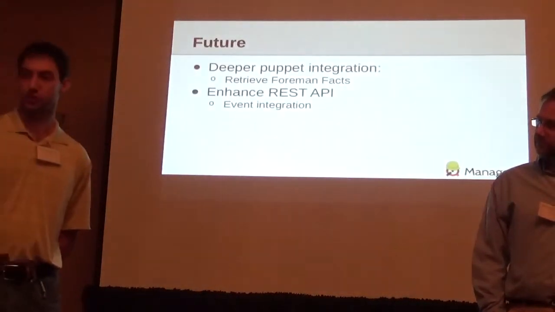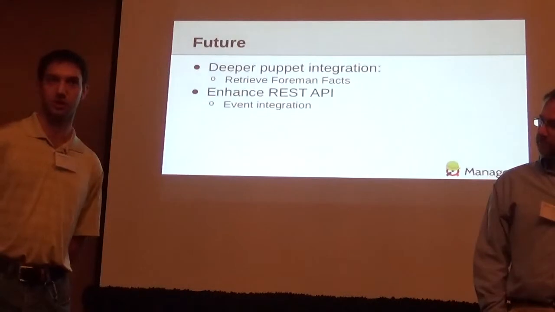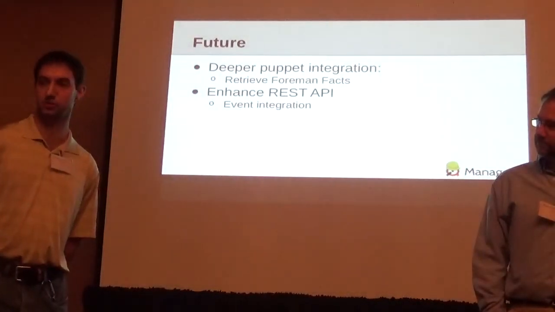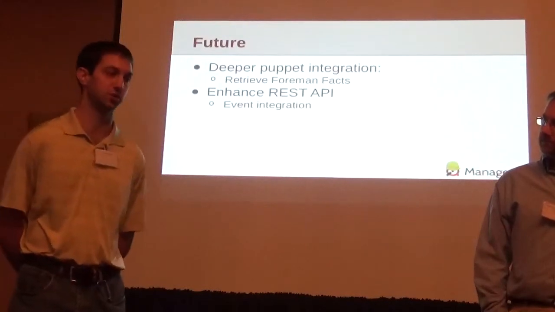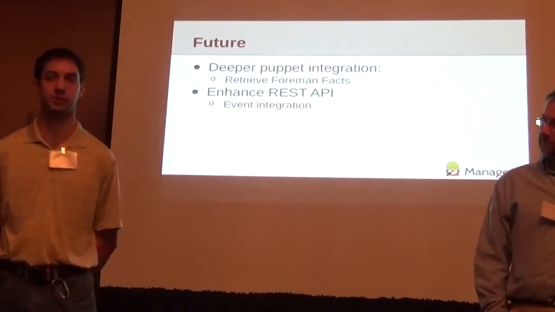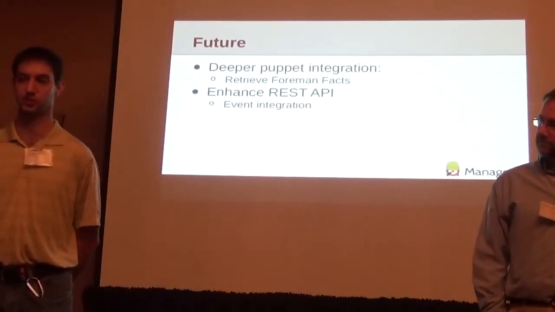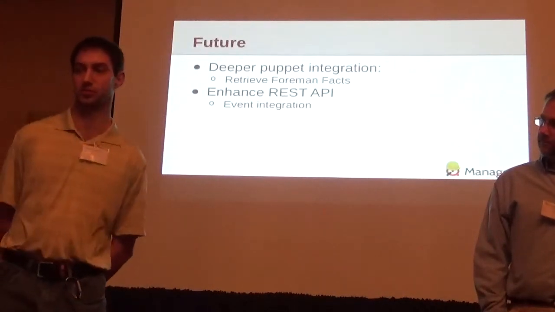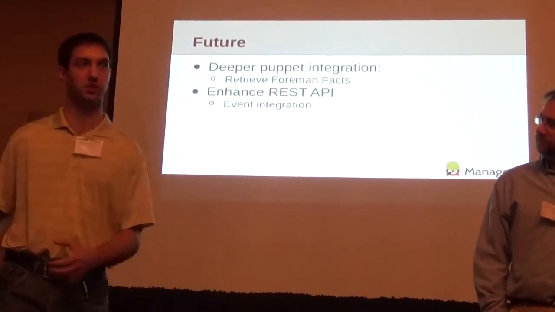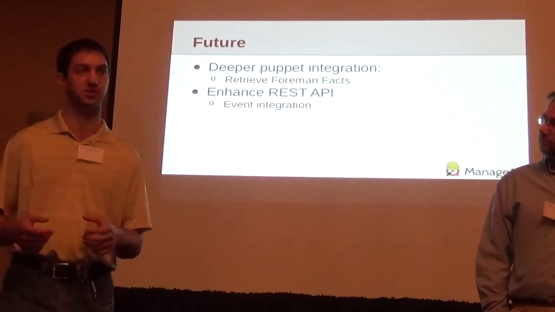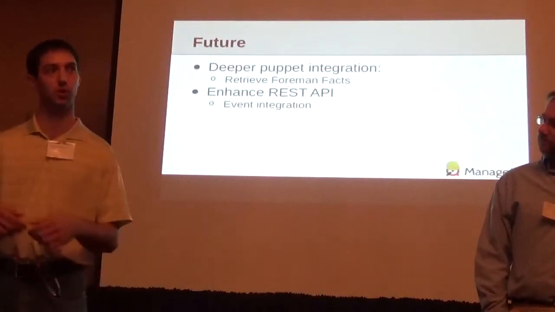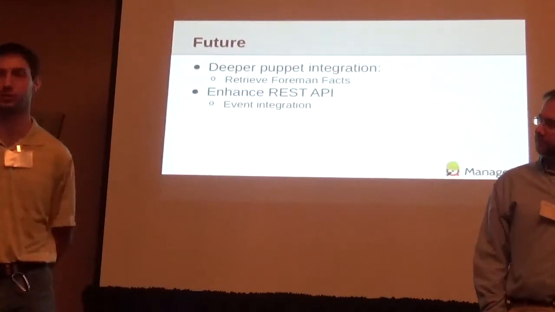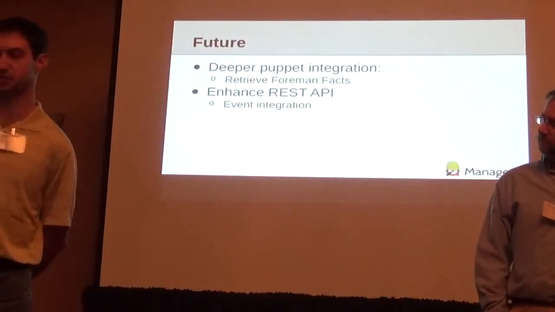In the future, we want to do some more Puppet integration and I guess more Chef integration as well. We want to retrieve Foreman facts and possibly use them in the control area and automate area. We're going to want to enhance our REST API so that we can have a place where Foreman can call into us and say, hey, this event happened. Here you go. Let's notify you guys. Run your custom automation or your policies against that.